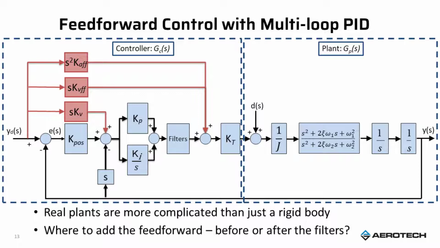Notice that both the acceleration and the velocity feed forward shown here are inserted right before the power amplifier. This is a very common place to do that. However, with a multi-loop structure, you could also have a feed forward path from the input YD of S to the input of the velocity loop. And that would also be a valid method of feed forwarding information into the system.